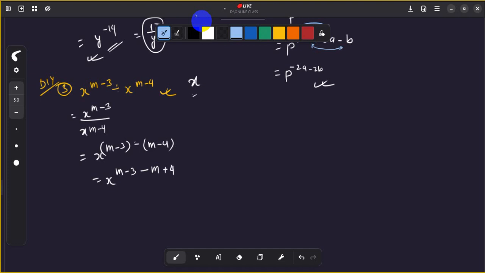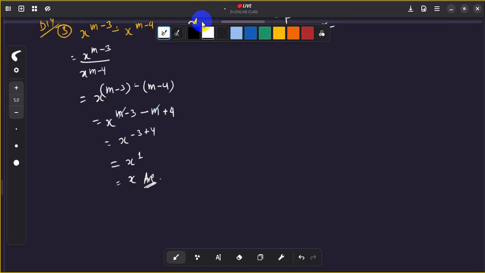Now this m and minus m will get cancelled, right? You will get x to the power minus 3 plus 4. Now minus 3 plus 4, they are with opposite signs, so that is why they get subtracted. When 3 is subtracted from 4, it becomes 1. Now this greater value is positive, so that is why it becomes positive. We got x to the power 1, which can be written as x. This is our answer.